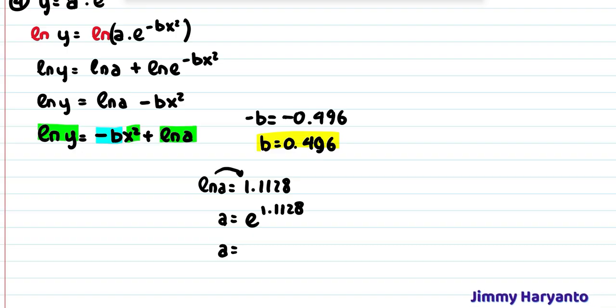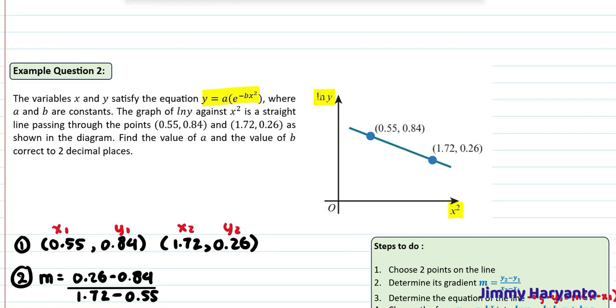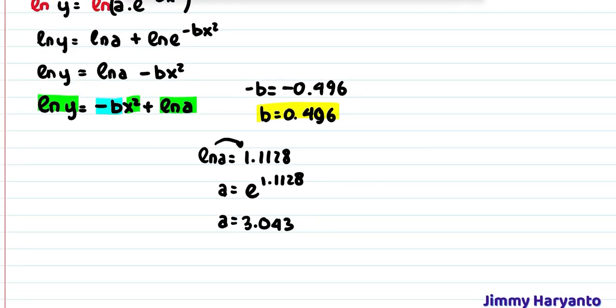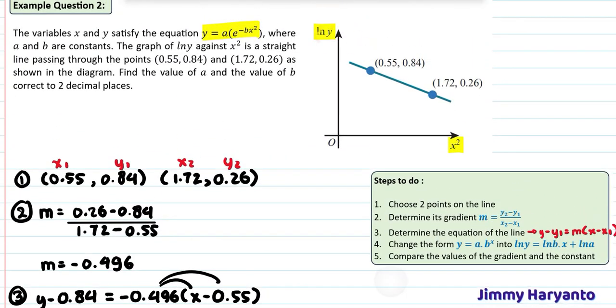So a equals e to the power of 1.1128, and the answer is 3.043. And the question wants you to answer it in 2 decimal places. That means the b will become 0.50 and the a will become 3.04. There you go. This is the answer for these example questions.